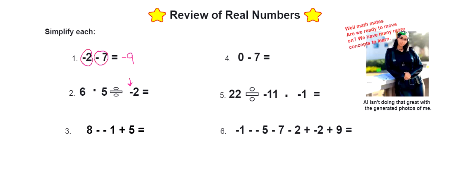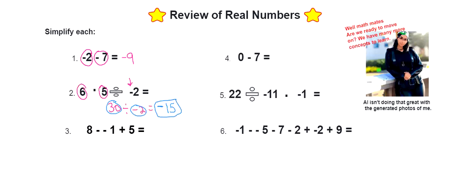So I got a +6 times a +5. If there's no sign, it's positive. 6 times 5 is 30. Then I got to divide that by -2. So when I look at this, I've got a +30 and a -2. The signs are different, so it's negative. 30 divided by 2, 15. Just like we said, there was one negative in the problem, one is odd, so the answer is negative.